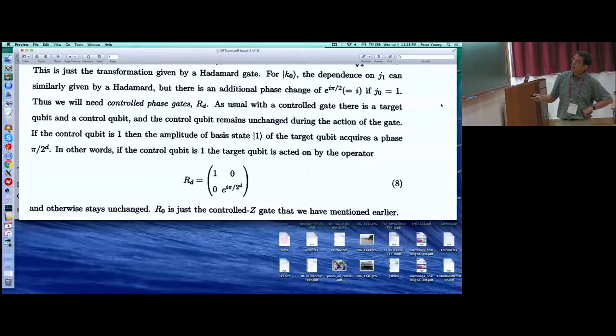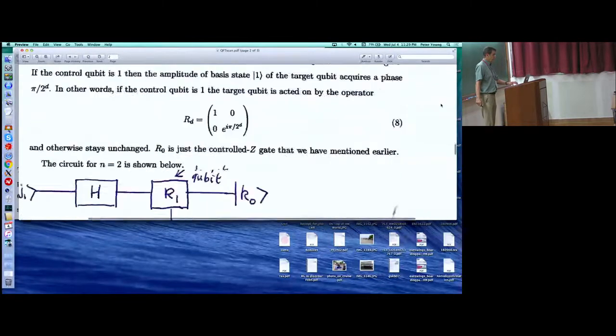So here we have R1. The phase was I pi over 2. If the control bit is 1, the target qubit is acted on by this operator RD1 on the diagonal for 0, and e to the I pi over 2 to the d on the other diagonal term. If you put d equals 0, you get e to the I pi, which is -1, and this is just the control Z gate that we discussed earlier in the course. So these control phase gates are generalizations of the controlled Z gate that we mentioned earlier.